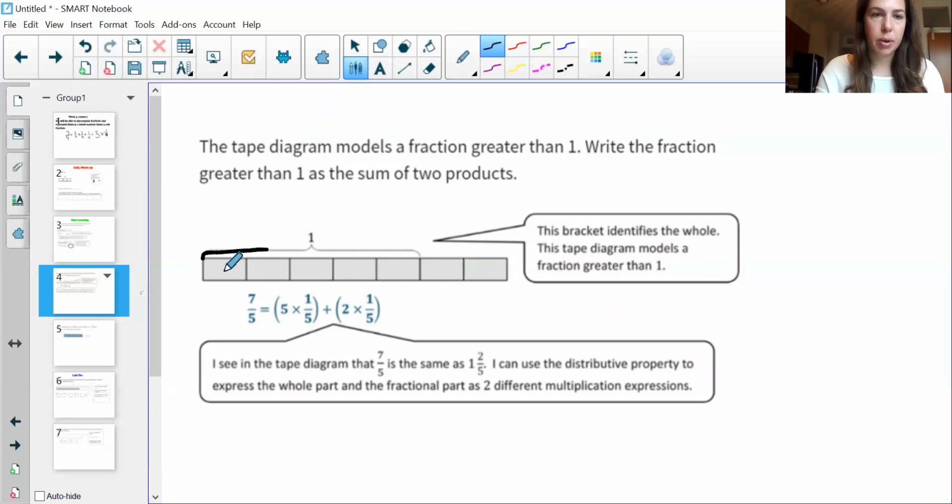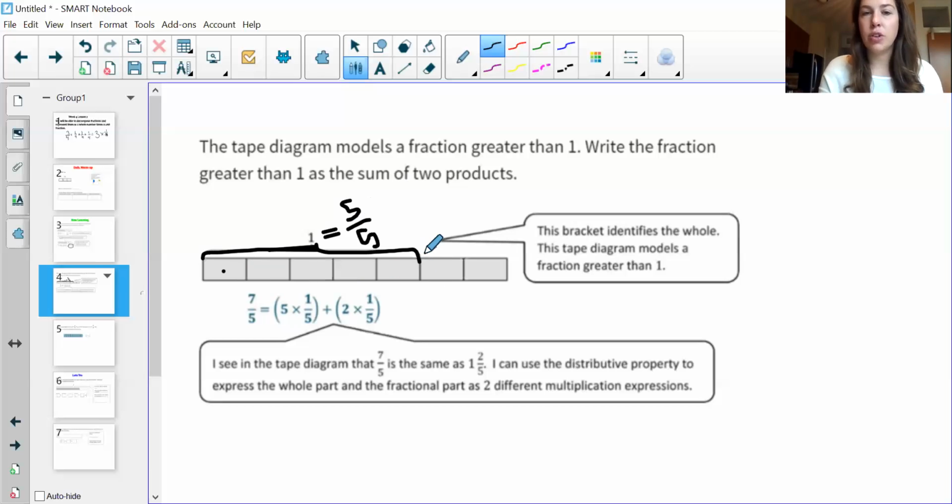Oh, my pen stopped there. But 1, 2, 3, 4, 5. So that means we have fifths. We're dealing with fifths here. So 1/2, that equals 5/5. So that's going to be the first part of our multiplication. 5/5 is equal to 5 times 1/5. So I just have 1/5, 1/5, 1/5, 1/5, and 1/5. So I write that as 5 times 1/5.